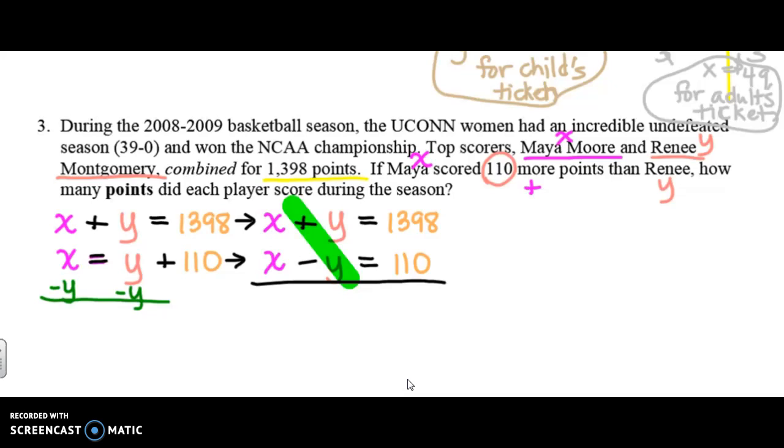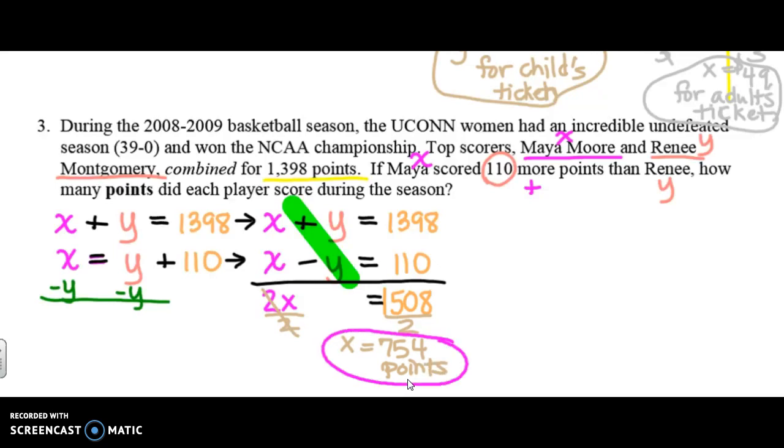Alright, x and x will combine to make 2x. Notice I use the green highlighter to cross off the positive y and the negative y because they get eliminated since they're opposites. When I add both lines, don't forget, it's a 1x plus a 1x to make the 2x. And then 1398 and 110 makes 1508. To get rid of the 2, how do I undo multiplication? That's right, I divide. So both sides get divided by 2. X will equal 754 points. That's how many points that Maya Moore scored.